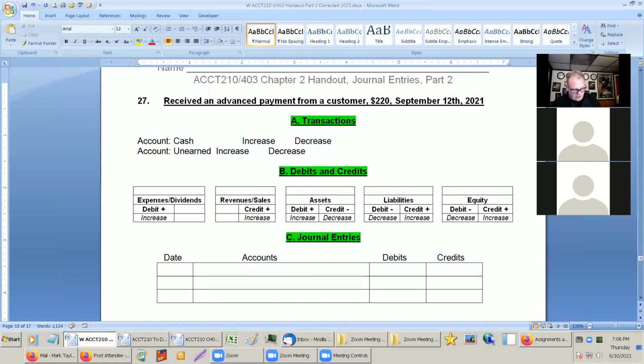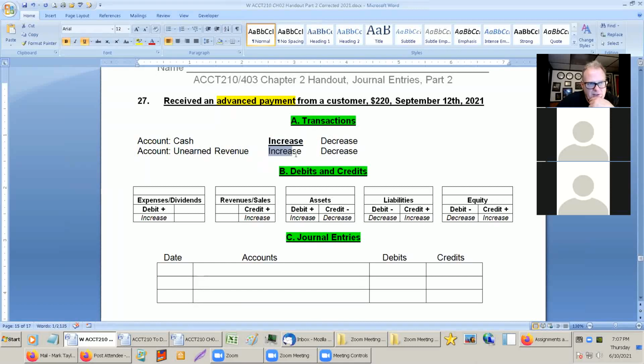And unearned revenue is really not a revenue at all, which is why I say it's kind of a bad name. Okay, so they paid us in advance. So the cash account, is it going up or down? That would be going up. Yep, they paid us ahead of time.